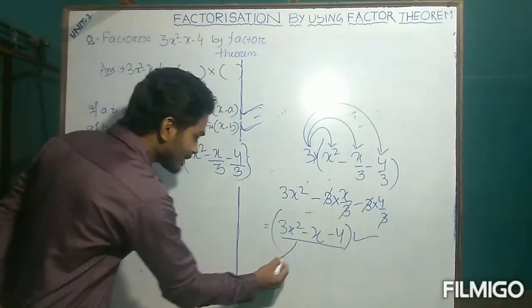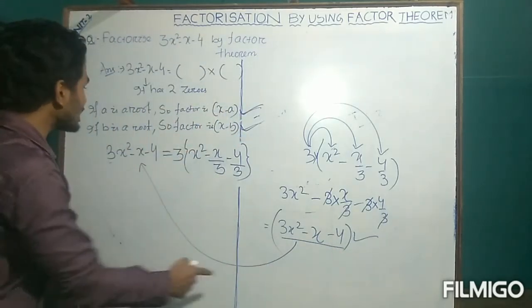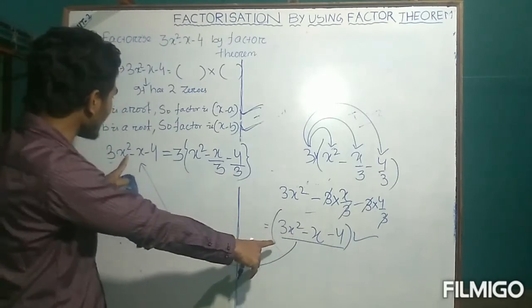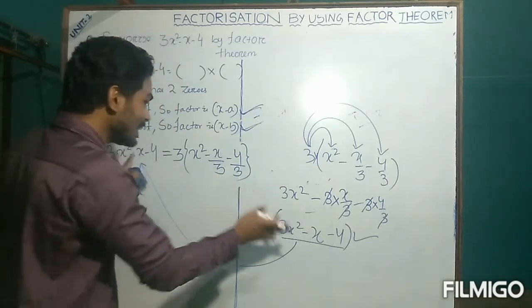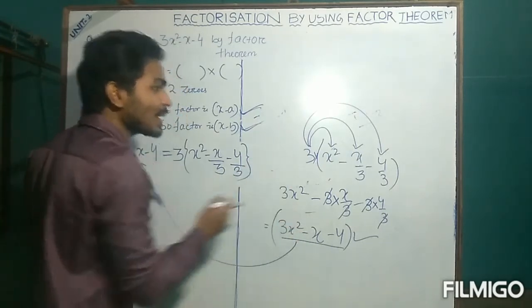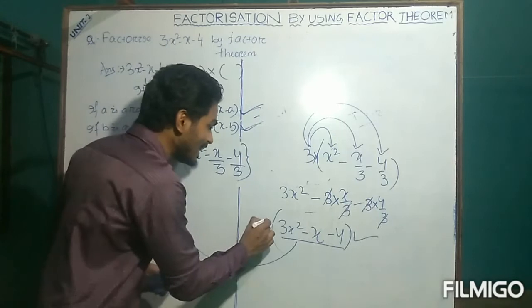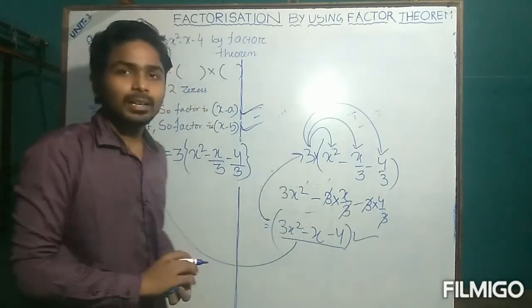You can see this equation or this polynomial are the same. 3x square minus x minus 4. Are you getting my point? These two quadratic polynomials are the same. That means we can write this quadratic polynomial as this.